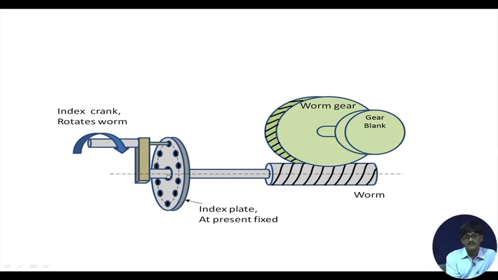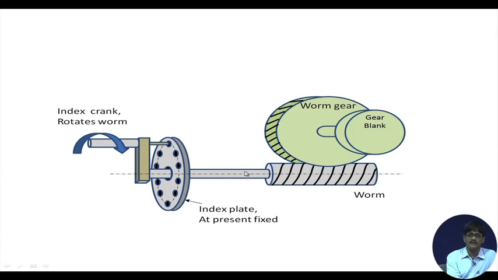Mind you, at this moment it has no connection with this particular plate with holes on the periphery. It is called the index plate. At this point it is fixed, and therefore, this handle goes right through as a rotating shaft, and rotates this one. I hope you can recognize this. This is the worm, and it is connected with a worm gear, and the worm gear is carrying your job on its own shaft. Mind you, this is a very simplified form of the indexing head.